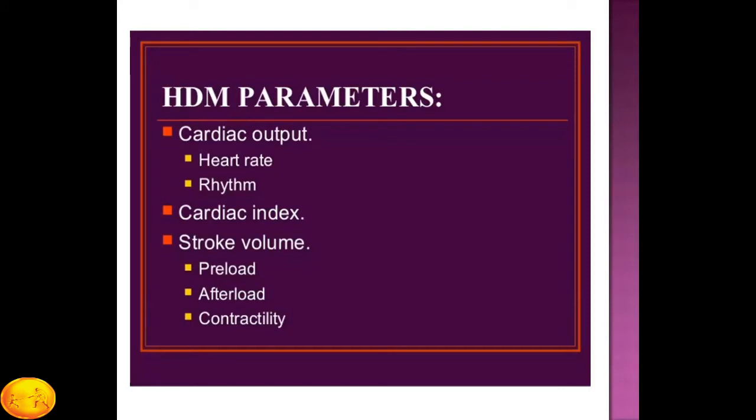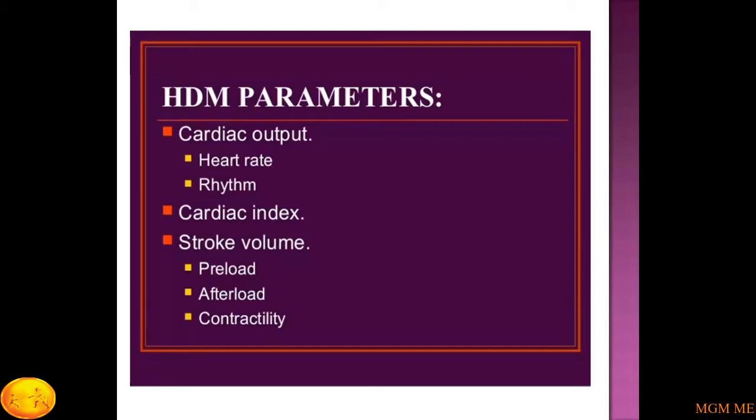How will we come to know about the cardiac index? By pulmonary artery pressure monitoring, we can come to know about the cardiac index of the patient. Stroke volume is the volume of blood which is ejected by the heart with every beat. So what does it require? Preload. Preload means the venous pressure, the venous volume of the patient.